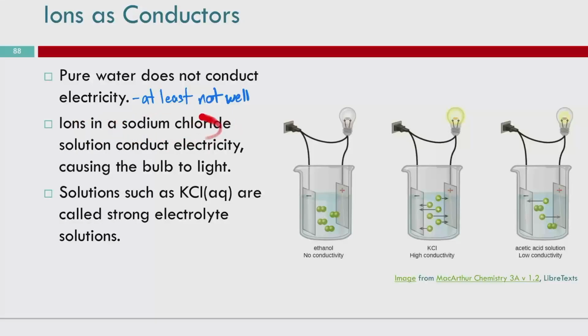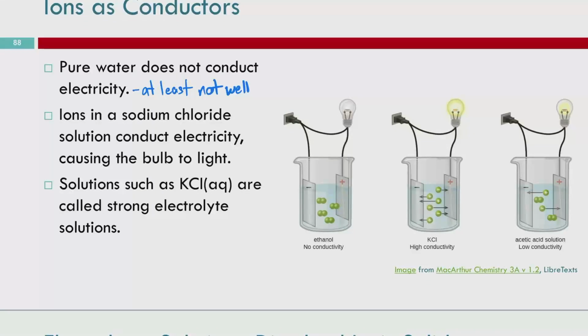Ions in a sodium chloride solution conduct electricity. Our water has lots of ions in it because we've got hard water. Soft water also has ions. It's usually just different ions. So things like KCl have high conductivity because KCl, potassium chloride, is a strong electrolyte solution. So this has high conductivity. So if you were to drop a toaster in, it would conduct electricity. That'd be a big surprise.